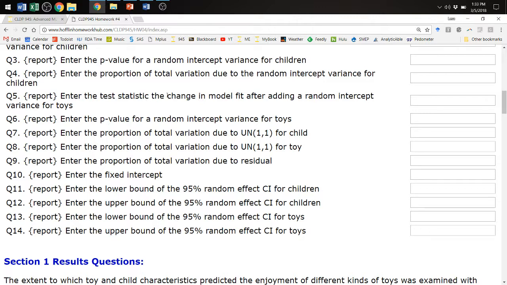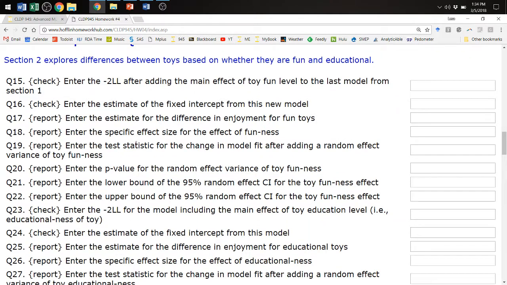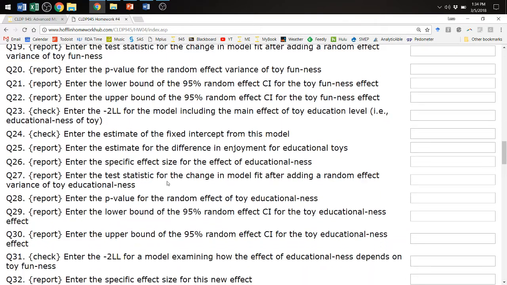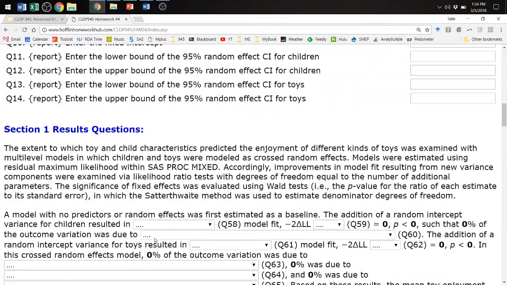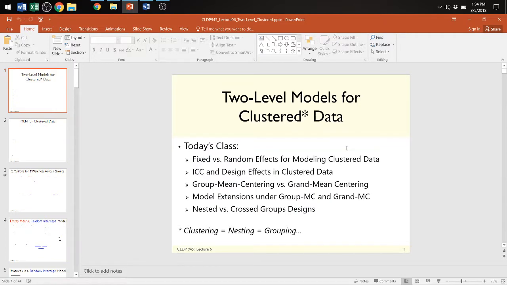Like, enter the test statistic for the change in model fit after adding a random intercept, for instance. So trying to clue that this is a new model with a new term. And likewise here, change in model fit after adding this. Or, enter the -2 log likelihood for the model including this. So at every step you're adding something. You're never going backwards, okay? And it's the usual stuff. So let me know if you have any questions on that.